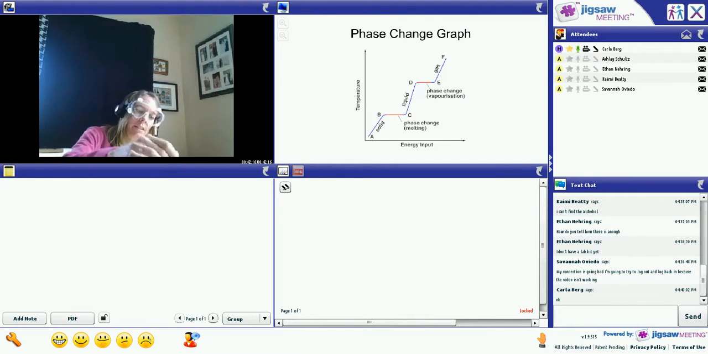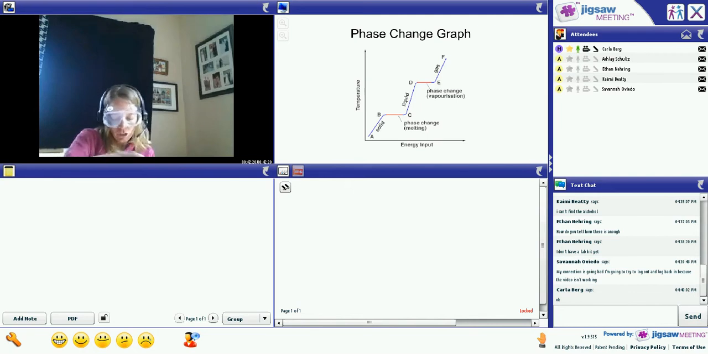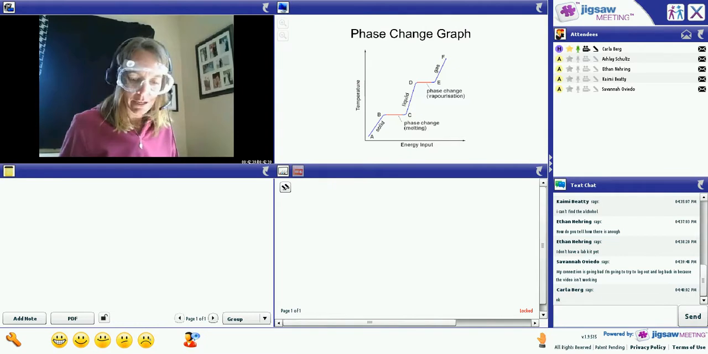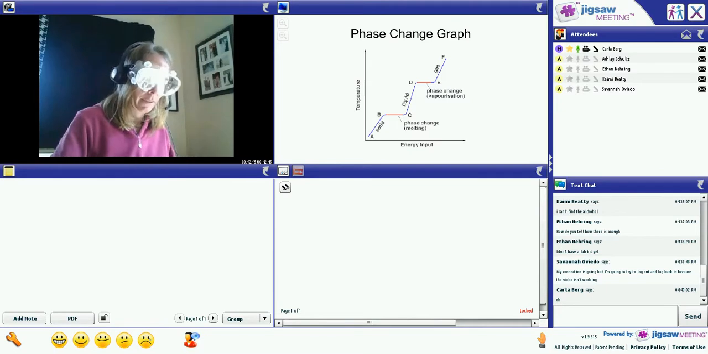Once what's connected to the thermometer starts to turn milky white, you're going to stop adding cold water and you are going to observe the temperature. Now, you do not need to have 50 milliliters of water in this beaker. That's going to be too much.